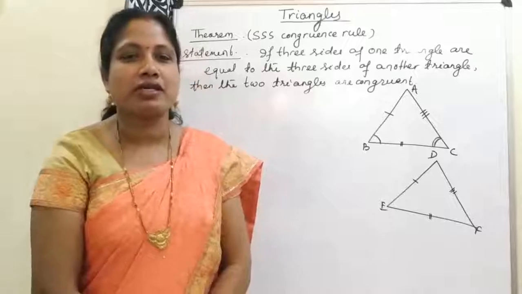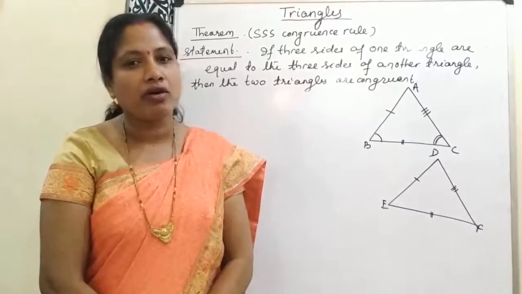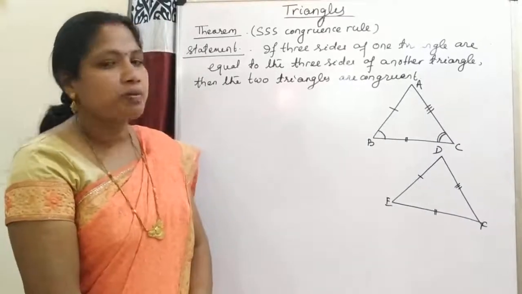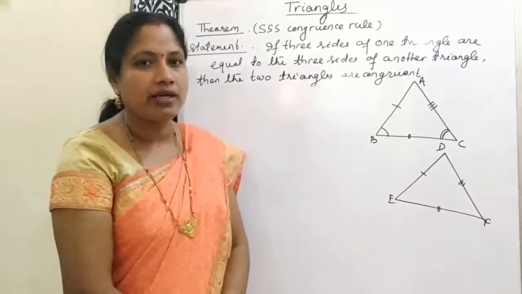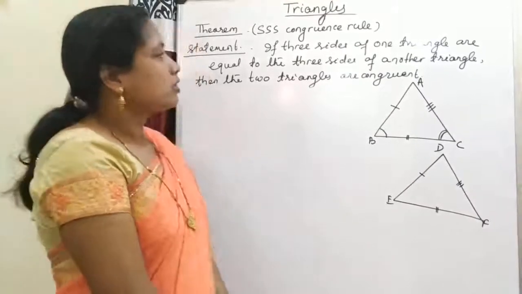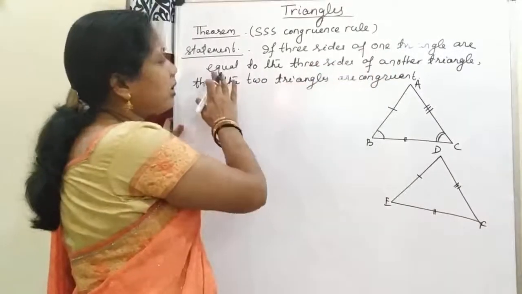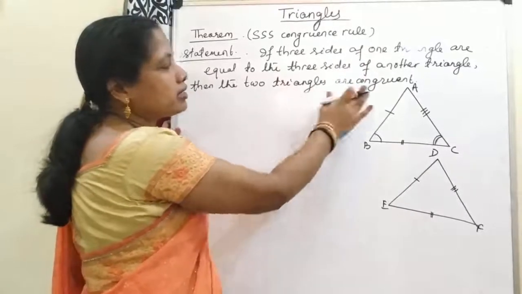In our previous class, we discussed the angle side angle congruence rule. So here we will prove the theorem that is based on the SSS congruence rule, side side side congruence rule of triangles. The statement is like this: if three sides of one triangle are equal to the three sides of another triangle, then the two triangles are congruent.